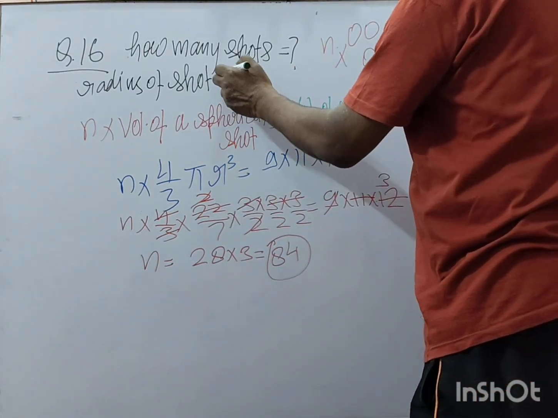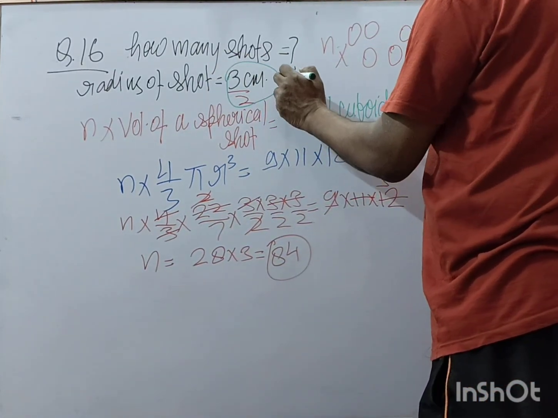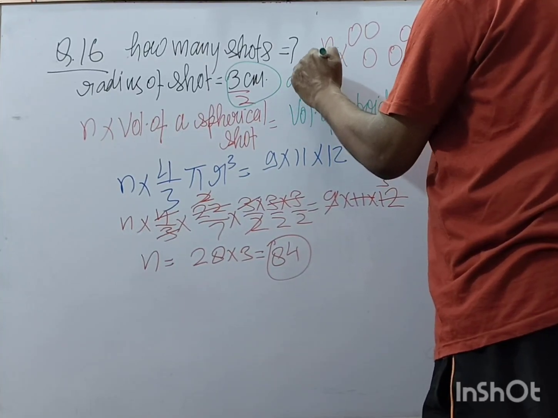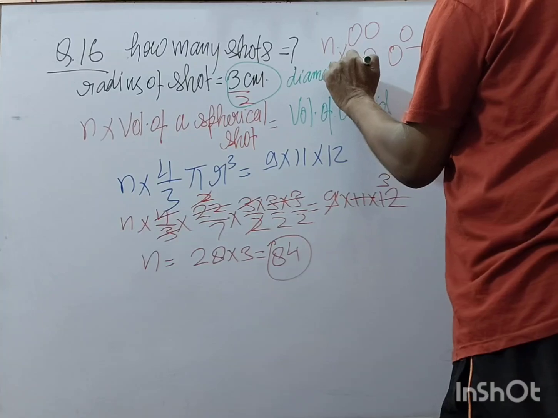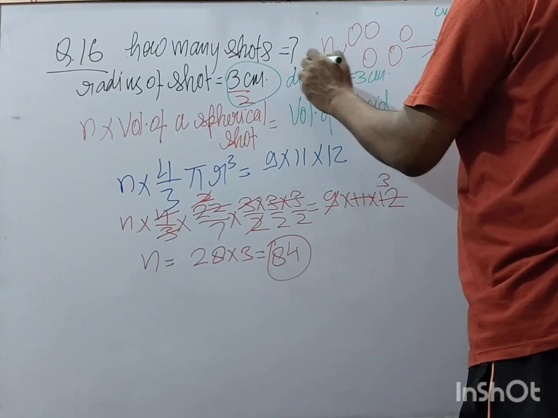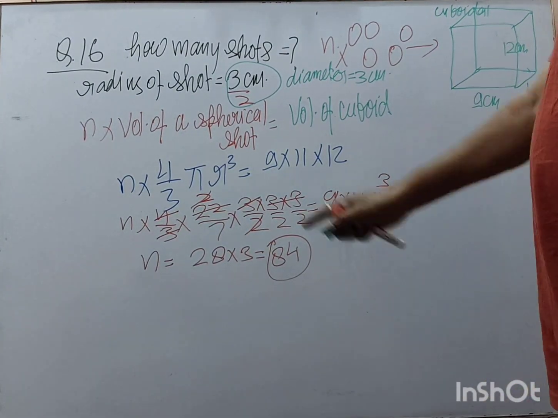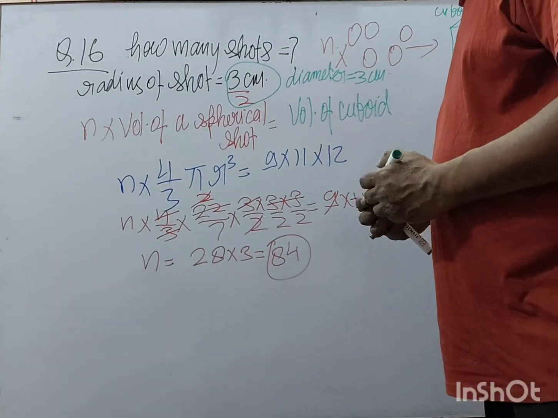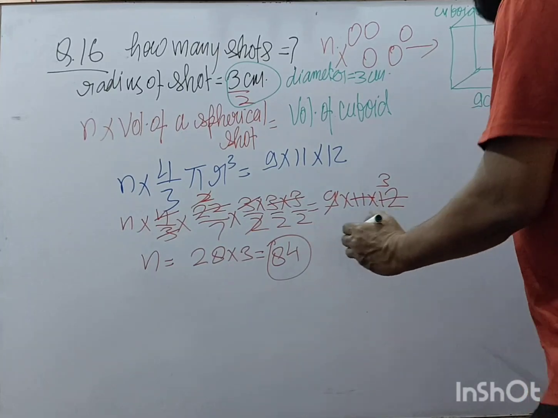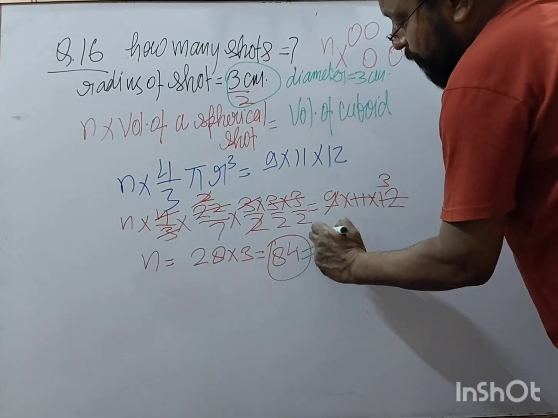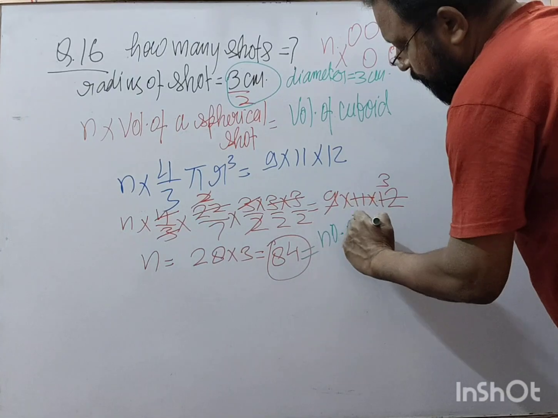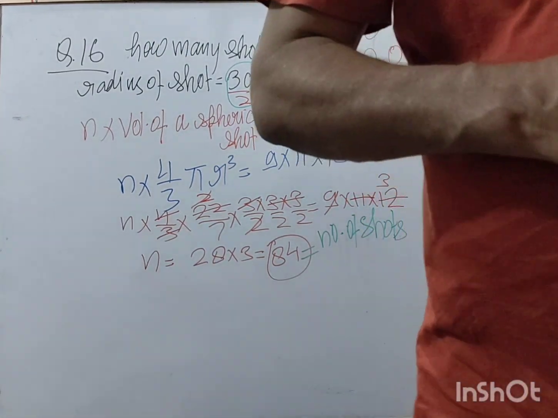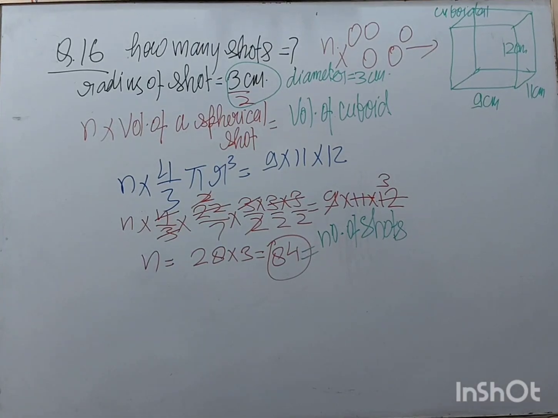Radius is 3 by 2, as diameter is equal to 3 centimeter. Diameter is 3 centimeter and radius is 3 by 2. So 3 by 2 cube, and we get number of shots. So this is equal to number of shots we have.